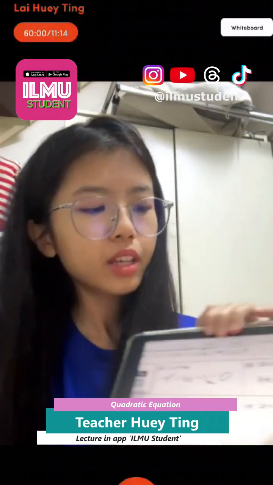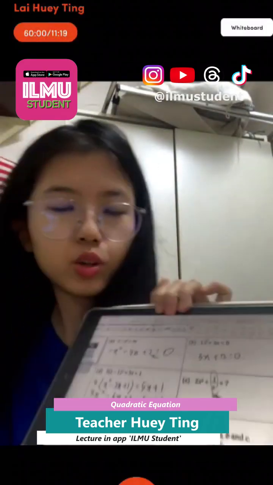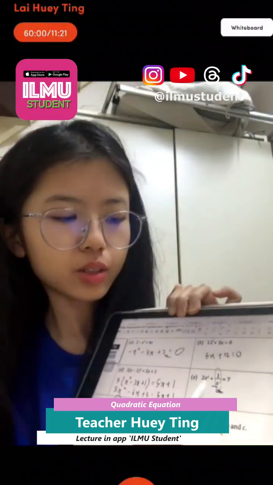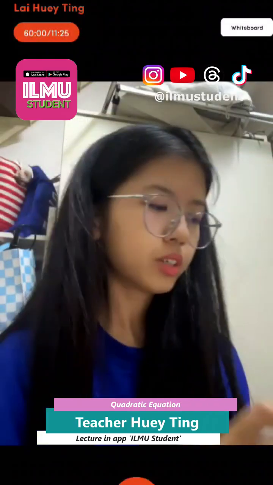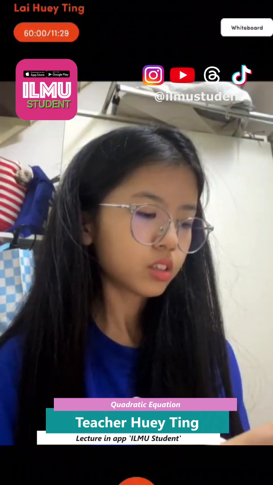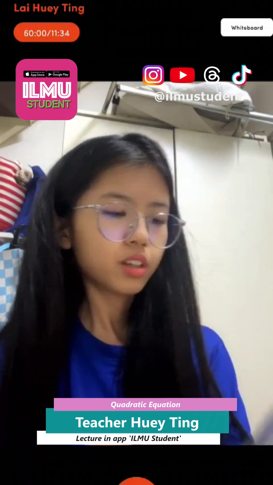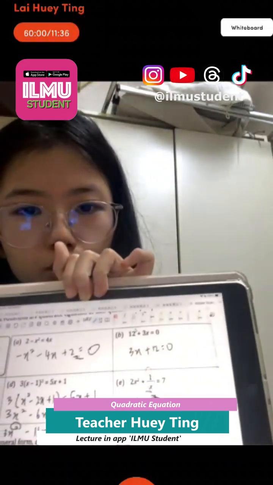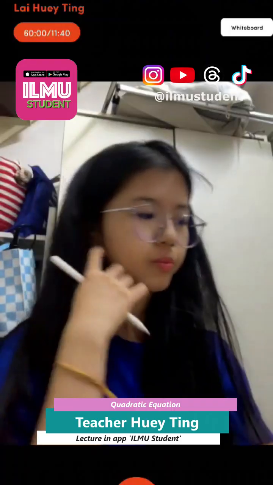So notice that there is a fraction here. After we multiply by x on both sides, it will become cubic. So it becomes 2x cubed plus 1 equal to 7x. So hence the highest power is 3. So this is not the quadratic equation.